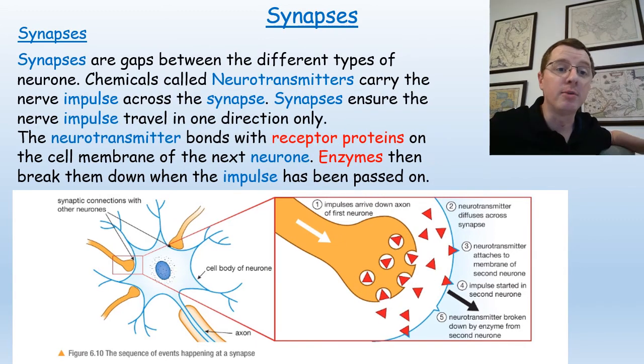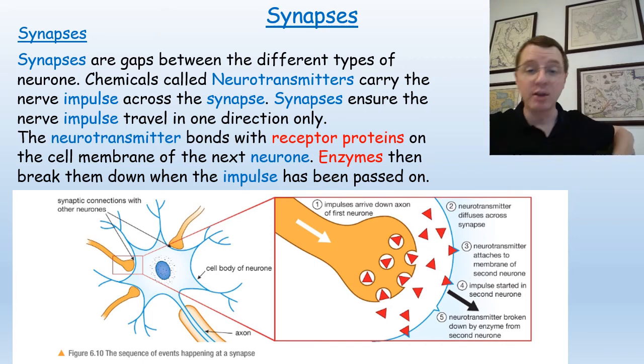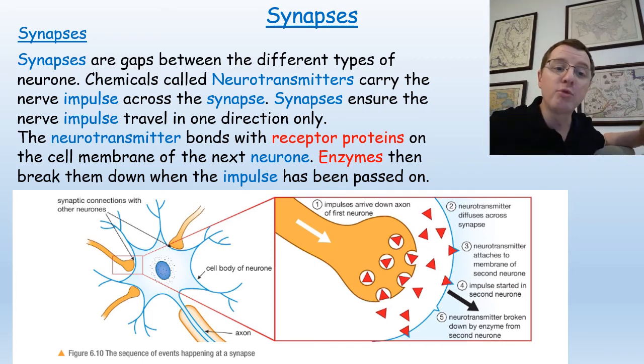So here are the answers. Synapses are gaps between the different types of neuron. Chemicals called neurotransmitters carry the nerve impulse across the synapse, and synapses ensure that the nerve impulse travel in one direction only. The neurotransmitters will bond with receptor proteins on the cell membrane of the next neuron, and then enzymes will break down the neurotransmitters once the impulse has been passed on.